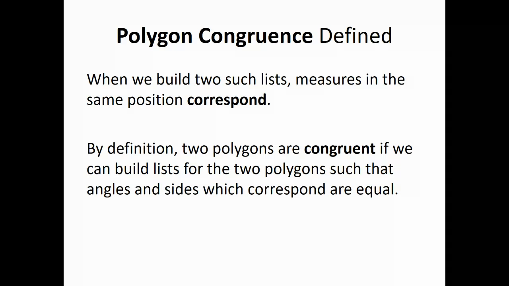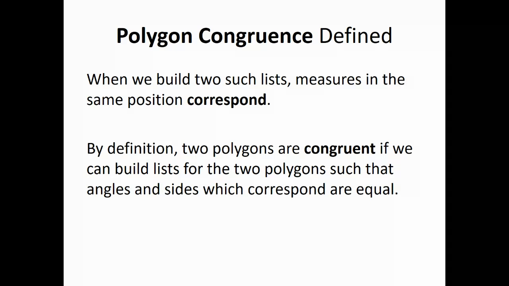Now, of course, it doesn't mean that whatever list you build for one and whatever list you build for the other, those will be identical. Because of course it's possible to start at one place in one and another place in the other that don't correspond. But congruence means that there is at least one way to build a list for the two polygons such that the lists are identical.